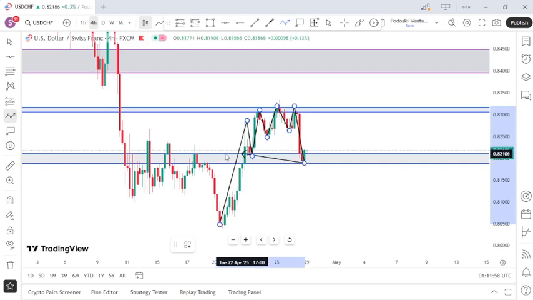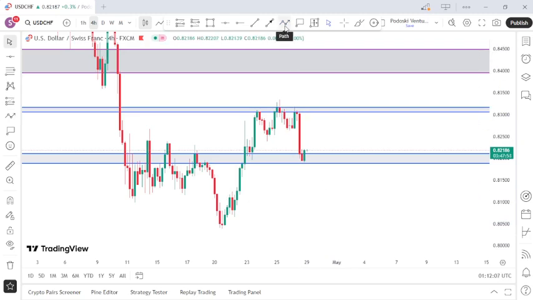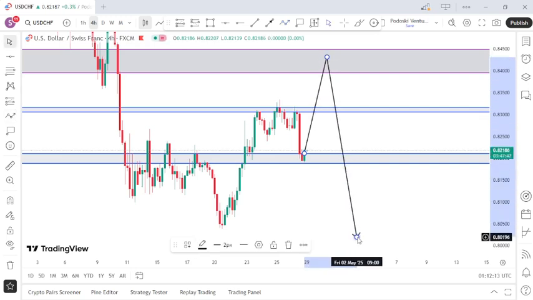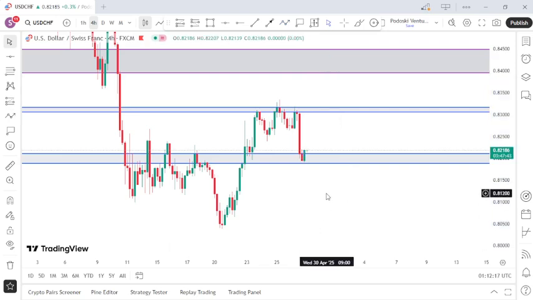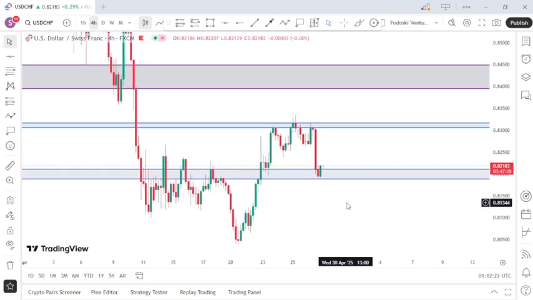We are seeing this was actually a support. So as price tapped into it, we are seeing buying pressure coming in. Would the buy pressure be able to push price all the way to the monthly time frame before the drop happens? Don't know, but we are certain about that. So for me right now, I'm seeing a buying opportunity on USDCHF.